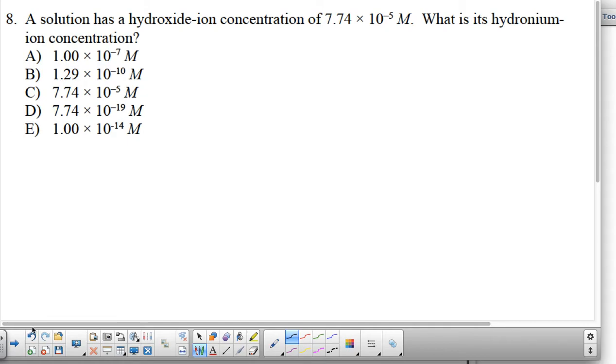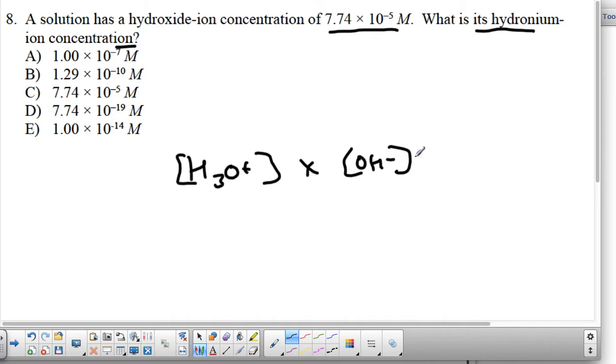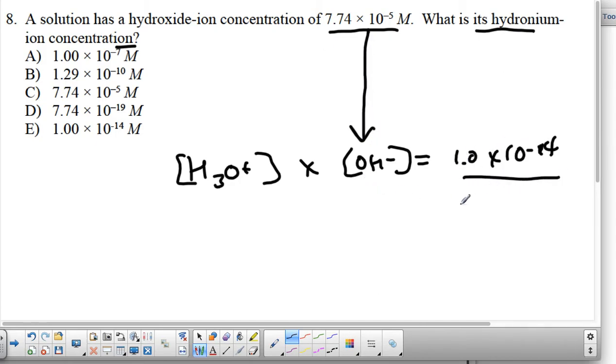Number 8. It says the solution has a hydroxide ion concentration of that. What is its hydronium ion concentration? Well, H3O plus times OH minus is equal to 1.0 times 10 to the negative 14th. So if I go to solve this, what do I have to do mathematically? My hydroxide concentration goes there. So all I would do is take 1.0 times 10 to the negative 14th divided by 7.74 times 10 to the negative 5th. And the correct answer for number 8 is going to be B in that case.